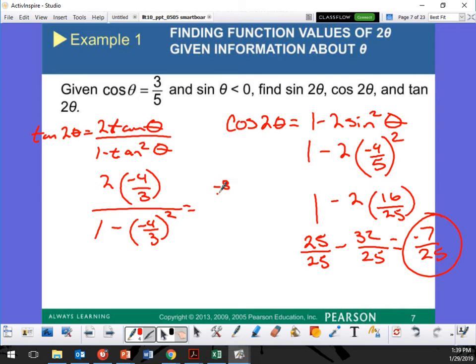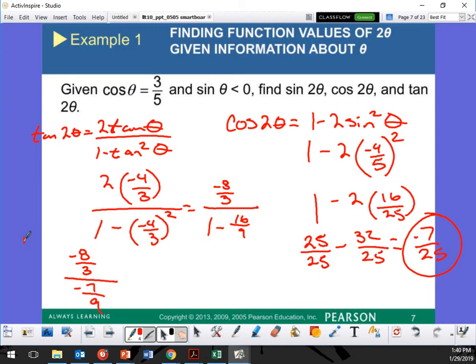So it's going to be negative 8 over 3 all over 1 minus 16 over 9. So let's clean up that denominator. What's the common denominator? 9, right? So this is going to be 9 over 9 minus 16 over 9, which is negative 7 over 9. So it's negative 8 over 3 divided by negative 7 over 9.